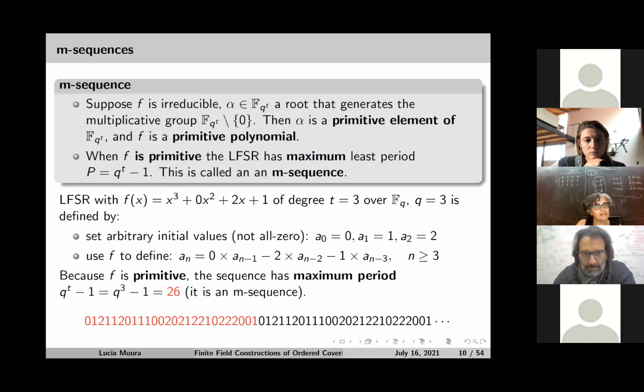So there are interesting properties of that sequence. Here is an example for a polynomial of degree 3 over F3. We have 3 initial values, and the recurrence relation given by using the coefficients of the polynomial. And I know that sequence has maximum period 3 cubed minus 1, which is 26. So this is the sequence. These are the 3 initial values, and then every other value is based on the previous 3.